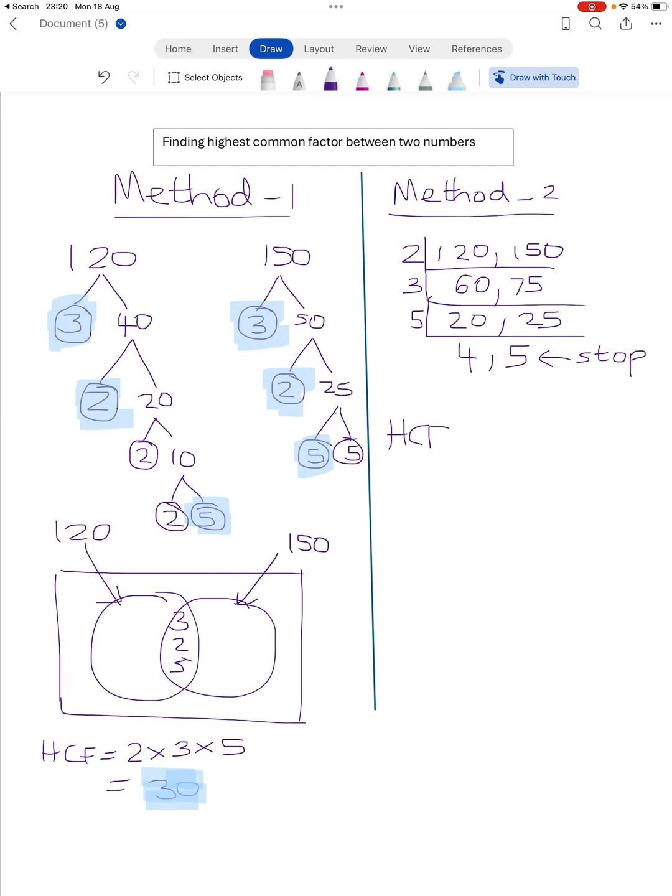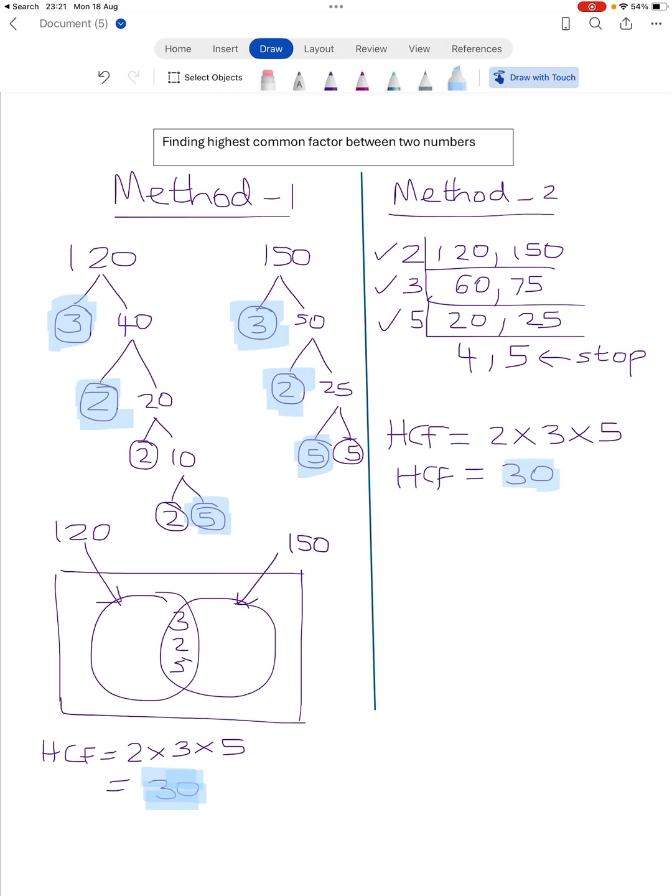So the highest common factor again between these two numbers is simply all the numbers we used multiplied together. So that's 2 times 3 times 5. So highest common factor is 30.